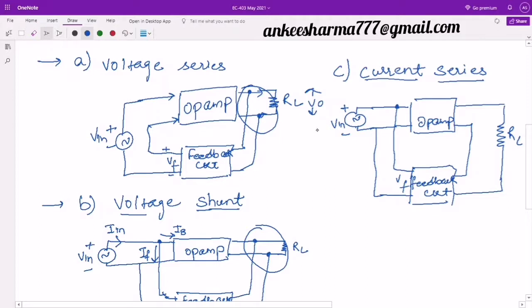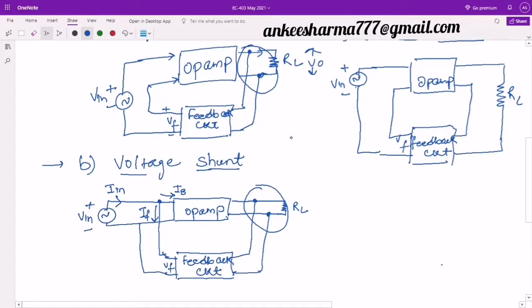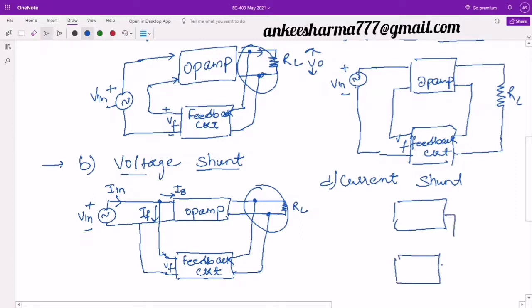Sorry, it is current shunt. In the series we have to, so if I use here a voltage source, in the series it will be like this, right? So this will be the series combination. Similarly, the last one is the current shunt. Already I have drawn it by mistake. So the current shunt will be exactly the same, but the input will be connected in parallel. So you will find this thing exactly the same.